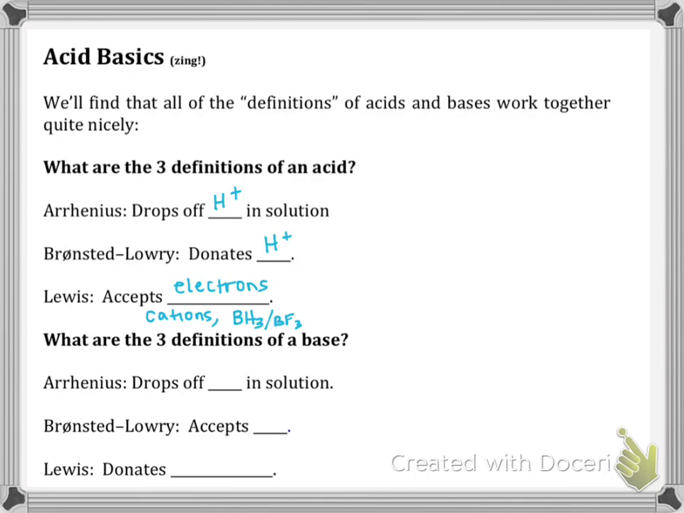Okay, so let's look at what those people said about bases. It's a little more complicated here. Arrhenius said that bases drop off hydroxide in solution. So this would be like our sodium hydroxide, calcium hydroxide, etc. But then Bronsted-Lowry came and said, it's not so much that they donate hydroxide, it's more that they accept the H+ given off by acids. And so this is the definition we most widely accept.